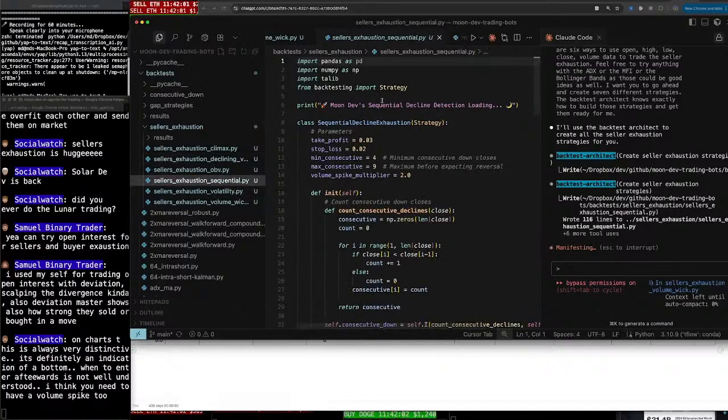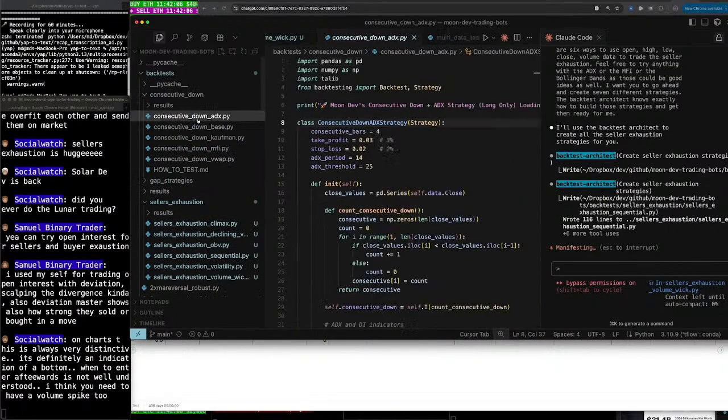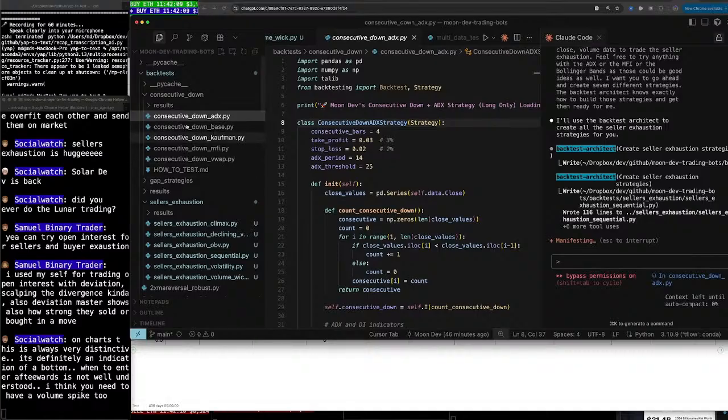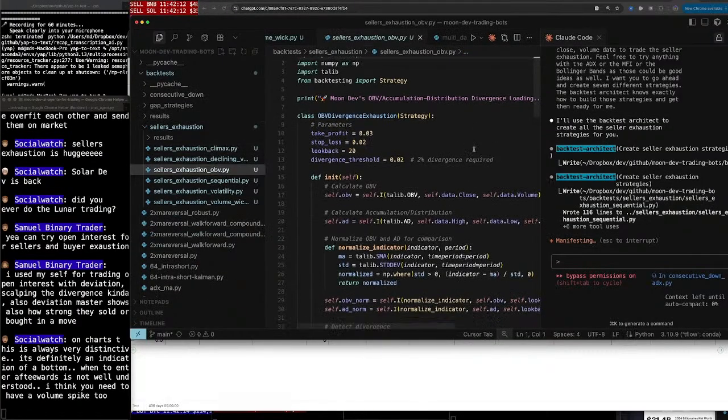From backtesting import Strategy. Let's see what these other ones are looking like. Backtest and strategy. We'll see.